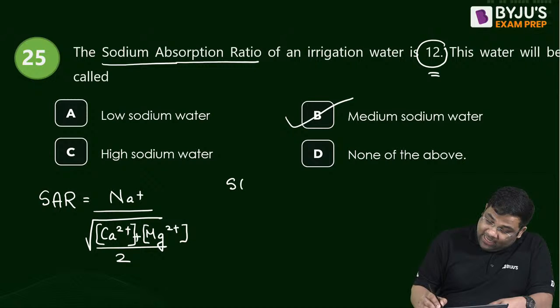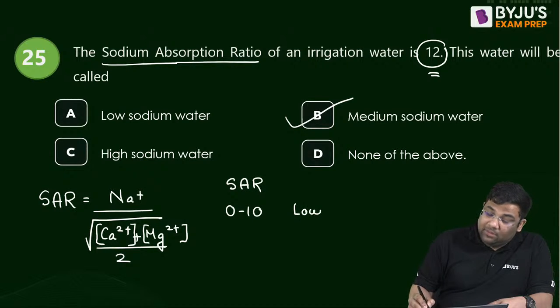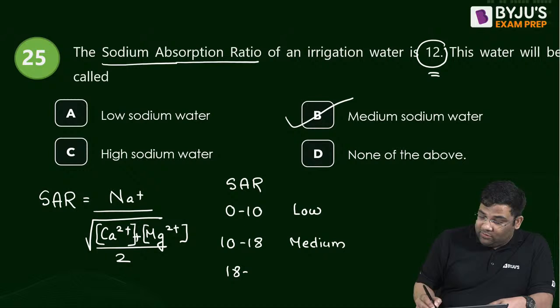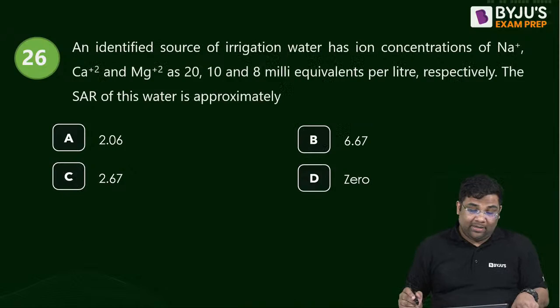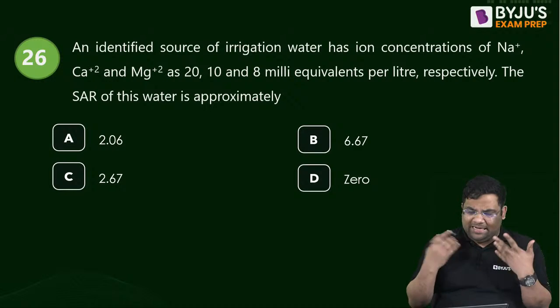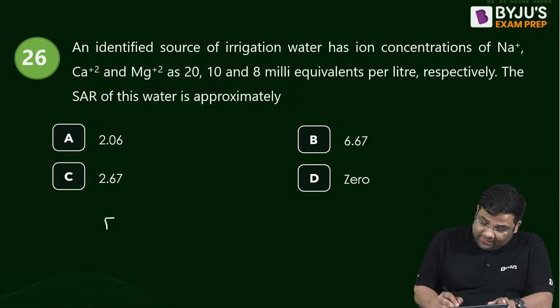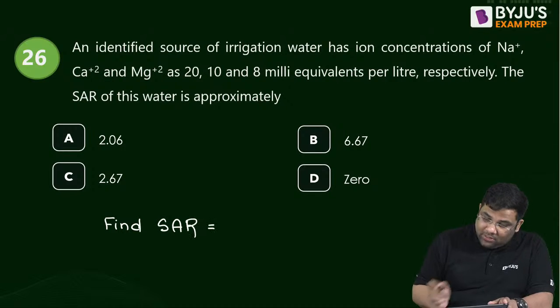Remember, I am giving you the SAR range. If it is 0 to 10, we call that low sodium. If it is 10 to 18, we call that medium sodium. If it is 18 to 26, we call that heavy sodium. And if it is more than 26, then very heavy sodium. So as per the given data, it is 12, so I can say medium sodium. Next question is about finding the SAR. Find SAR. Give me the right answer.